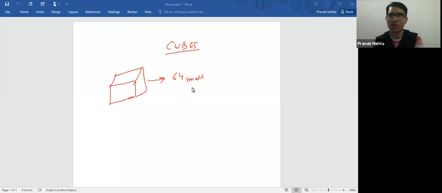The question is, what is the number of cuts we should make to get these 64 small cubes? Can you just give it a try? My question is very simple. We have a bigger cube with us. We are going to cut this big cube, and then we are going to get 64 small cubes. How many cuts should you make to get the 64 small cubes from this bigger cube?